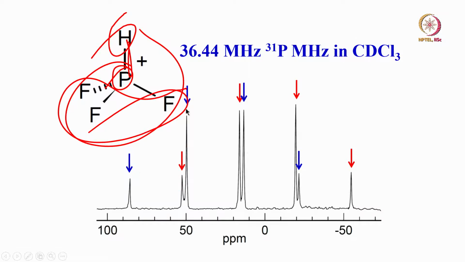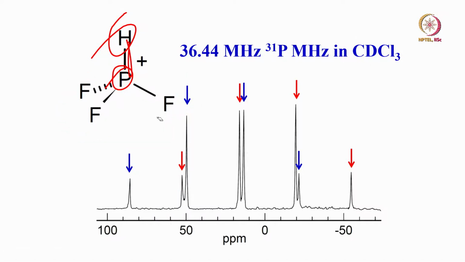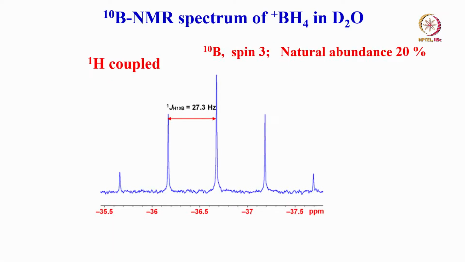See what I have marked here. This is one quartet which is marked with red arrows, and the other is another quartet which is marked with blue arrows. So very easily you can analyze this carbon-phosphorus spectrum. Okay. We look at the boron NMR, something interesting.